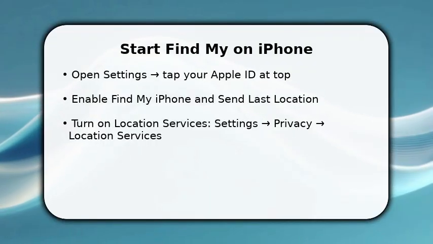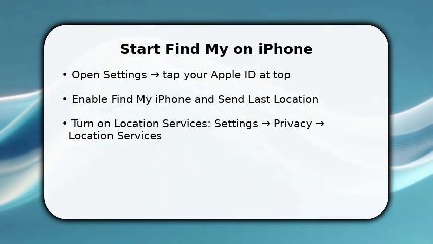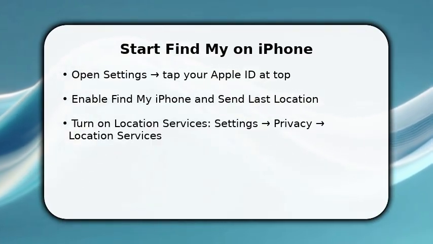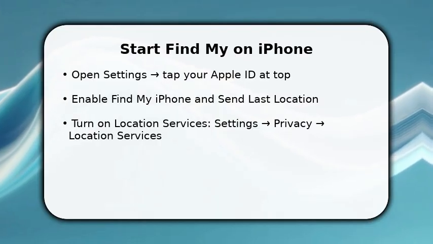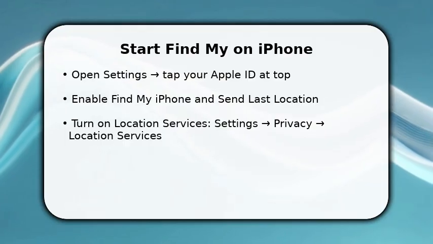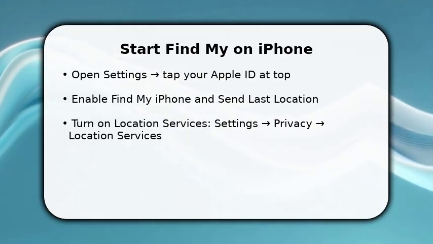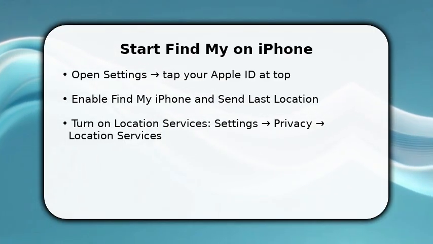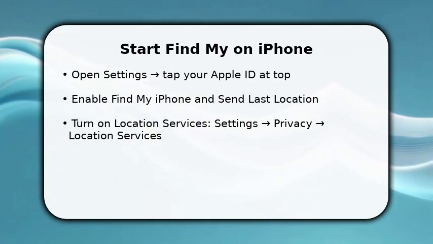You begin by confirming the essentials. Sign into your Apple ID and open Settings now. Once in your Apple ID, enable Find My iPhone and toggle Send Last Location so the phone reports its position before power loss. Make sure location services are active under privacy so GPS works.